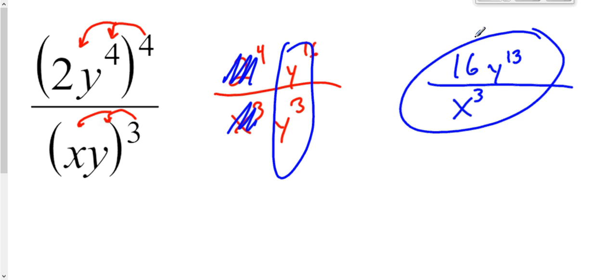Tomorrow we're going to look at more of these rules, but we're going to throw in negative exponents as well.